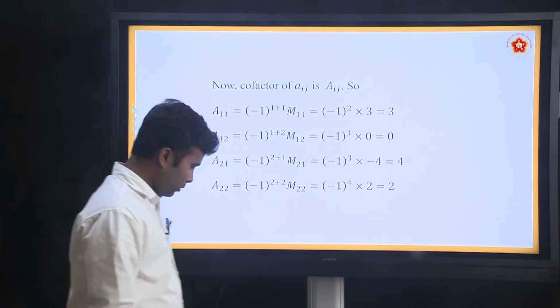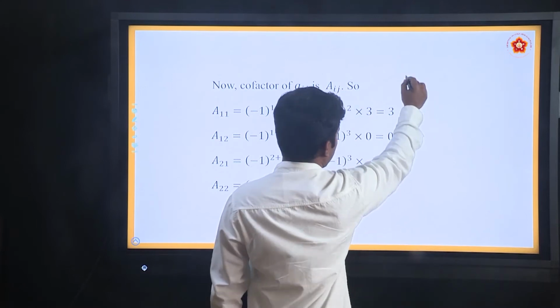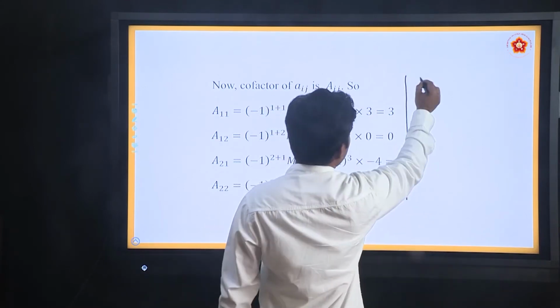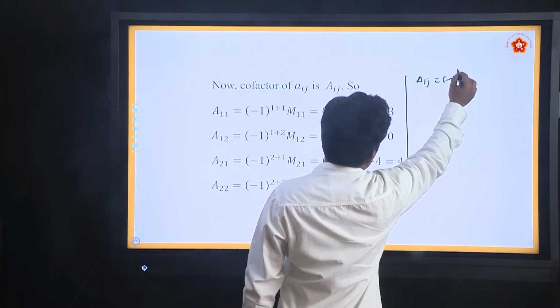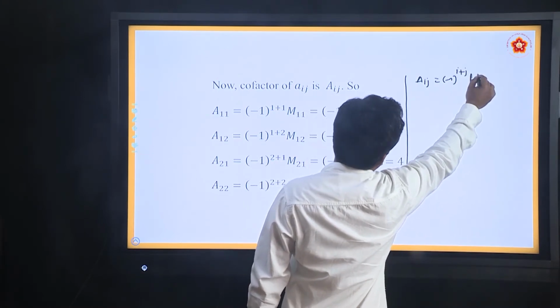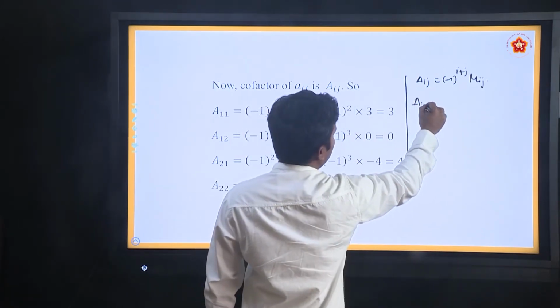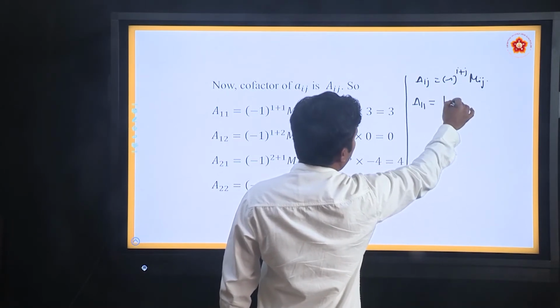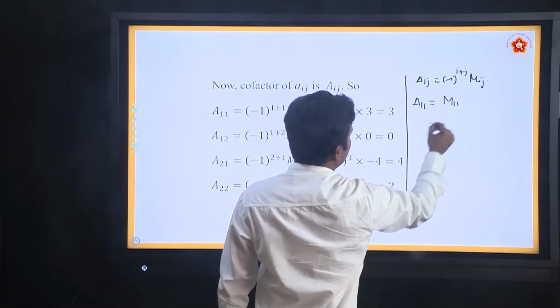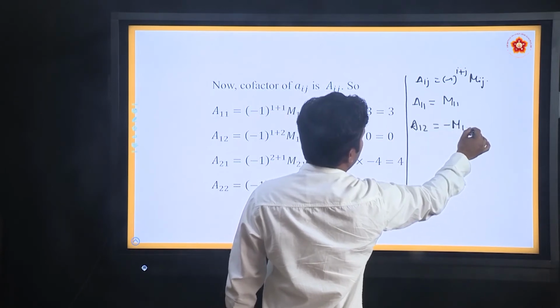See, it is better to remember the relation between cofactor as well as minor. As you know, aij is equal to minus 1 to the power i plus j into mij. So, what is a11? a11 is minus 1 to the power 1 plus 1, which is 2, that is nothing but 1. So it becomes m11. So, a12 is nothing but minus m12.